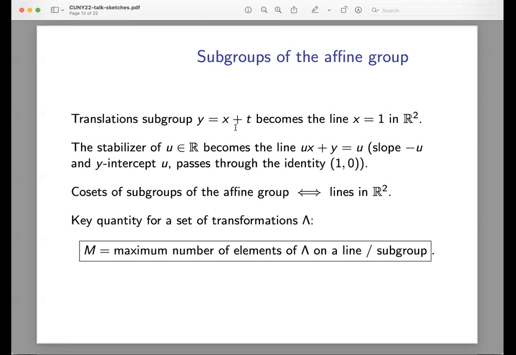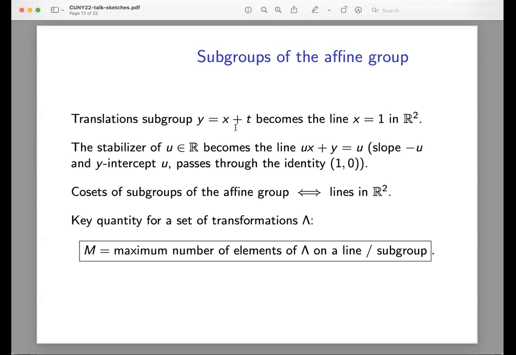So what's going on here? Your s is always 1 and your t varies. So if you try to draw it on the plane, the group of transformations corresponds to the line x equals 1. And one thing I want you to take on trust, it's a very quick calculation: if you look at the stabilizer of u, this corresponds to the line ux plus y equals u. So when you draw transformations as points in R squared, it corresponds to a line that has slope minus u and y-intercept u.